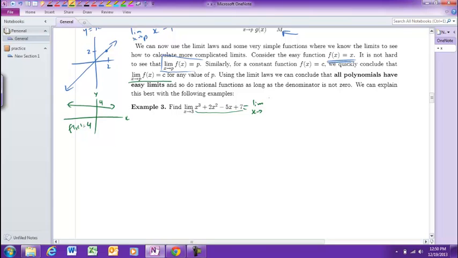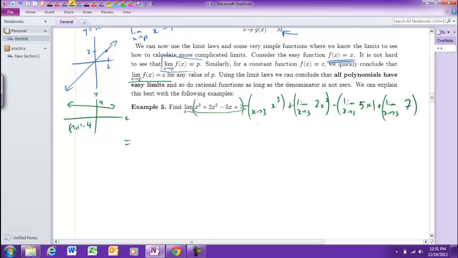And this is going to look rather long and tiresome, and soon we will be making it a little bit easier. So here's the idea. If I have the limit of this whole thing, I can break that up into a bunch of pieces. So the limit as x approaches 3 of x cubed plus the limit as x approaches 3 of 2x squared, minus the limit as x approaches 3 of 5x, plus the limit as x approaches 3 of 7.